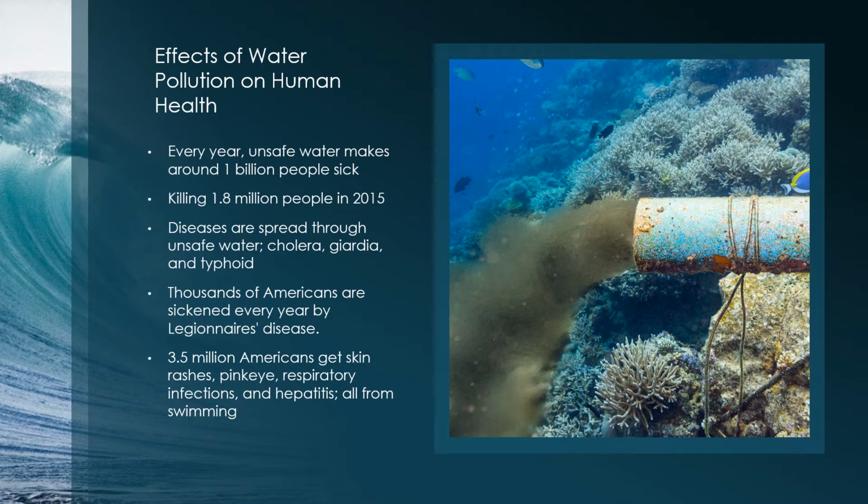Moving on to the effects of water pollution on human health, every year unsafe water makes around 1 billion people sick. In 2015 alone, 1.8 million people were killed due to polluted water. Diseases are spread through polluted water, including cholera, giardia, and typhoid. Also, thousands of Americans are sickened every year by Legionnaires' disease. And just by swimming, you can get skin rashes, pink eye, respiratory infections, and hepatitis. And 3.5 million Americans get those every year.